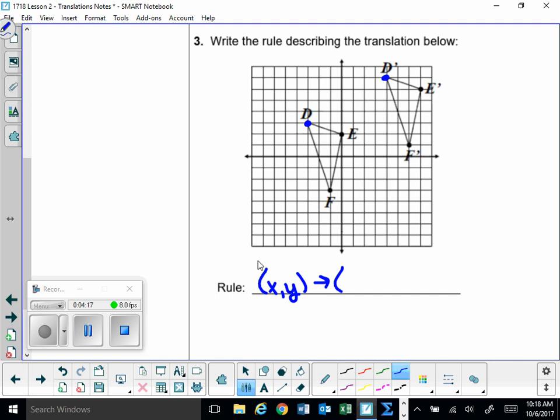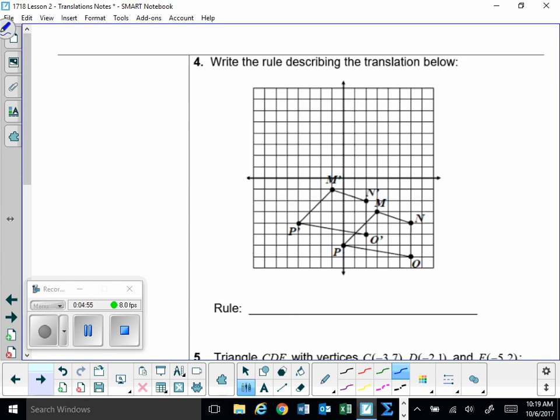I'm going from D, which is at -3, +3, to D prime, which is at 4, 7. So how do I go from -3 to +4? Well, I'm adding 7. Now let's look at our y's. How do I go from 3 to 7? Well, I'm adding 4. It's as simple as that.